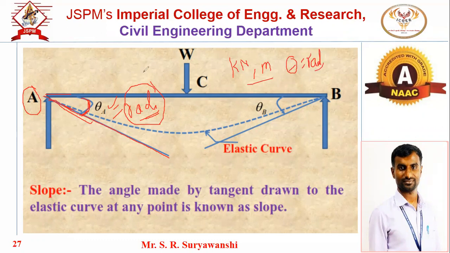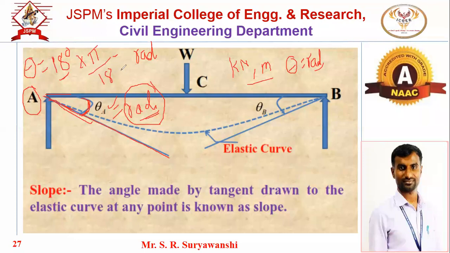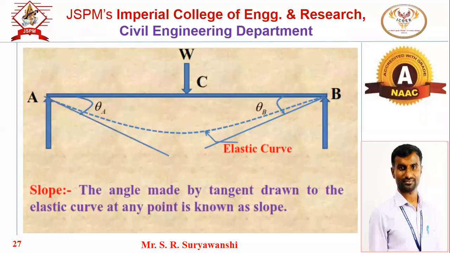In some MCQs or numericals, if they have given the value of the slope, that angle theta, as say 18 degree, how do we convert this degree into radian? Multiply by pi by 180. Very good. Multiply with pi divided by 180 if the slope is given in degree. So this is for the slope.